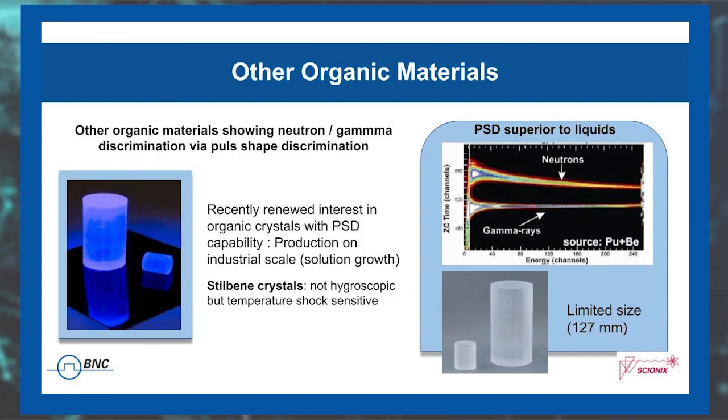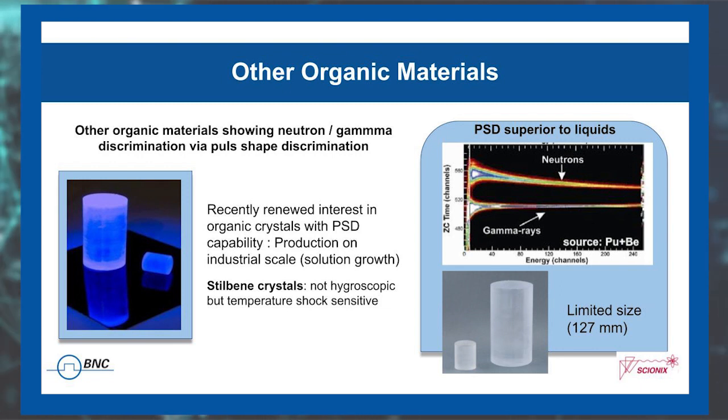So we briefly touched the organic materials, the liquids, and the pulse shape discrimination. And like you earlier showed, there are other organic materials that show an extremely good neutron gamma separation via pulse shape discrimination, like stilbene, for example. I'd like to show you some pulse shape spectra here, where you see the PSD spectra from a stilbene crystal, and that's actually much better than a liquid scintillator.